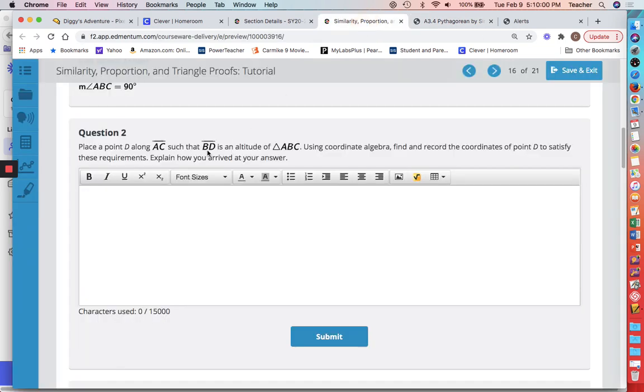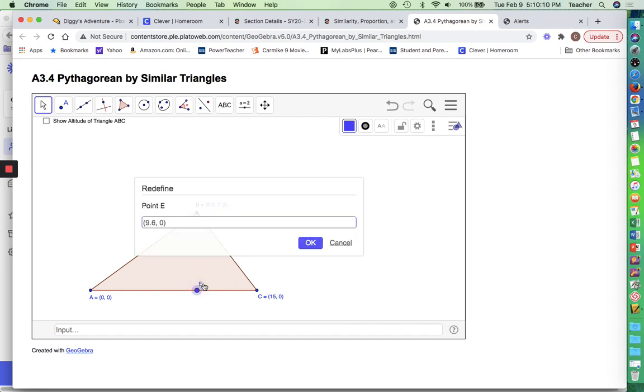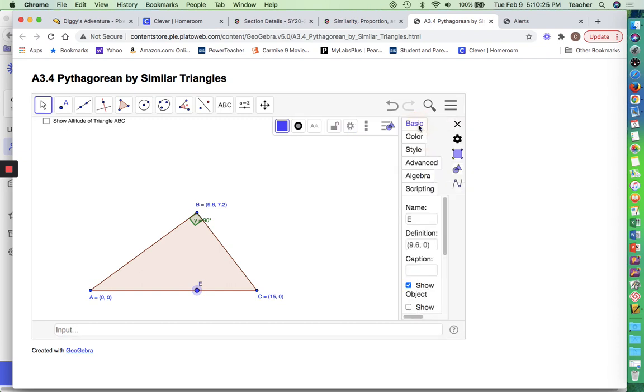All right, so I know it says BD is the altitude. I wonder if I can change that. I've never tried. Can I change it? Well, I can change the ordered pair. I want to change the name of it. Can I change the name of it? I don't know that I can change the name of it. I don't know. Oh, look at that. Change the name. Ha ha. Go me.